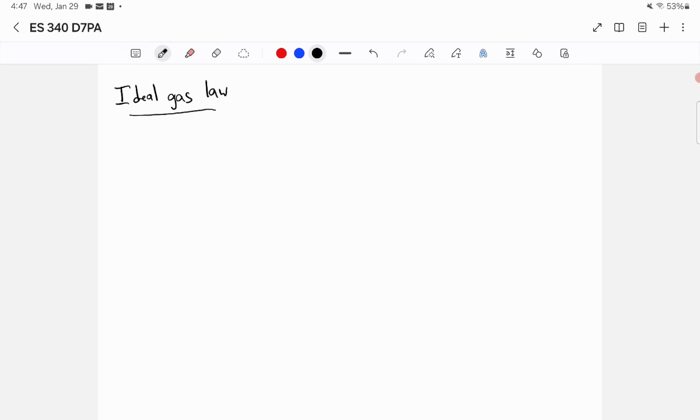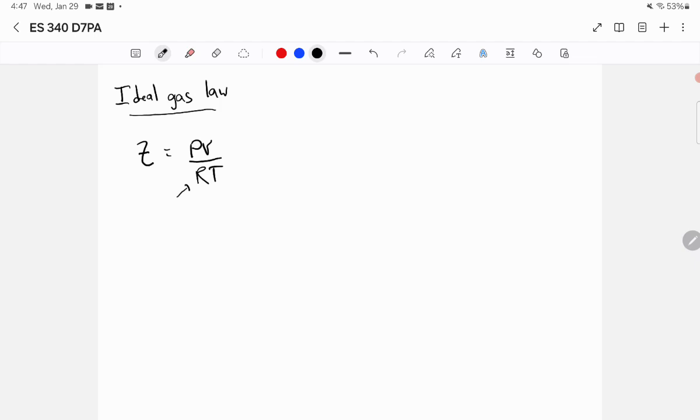This will be day 7, part A, and we're going to be discussing the ideal gas model. As we left off last time, we were talking about the compressibility factor, and we can write it in this form: Z is equal to PV over RT.